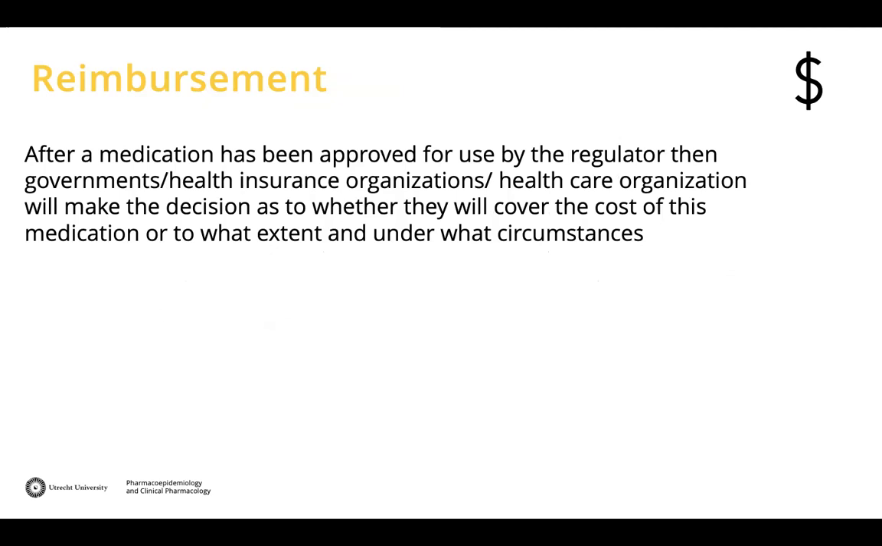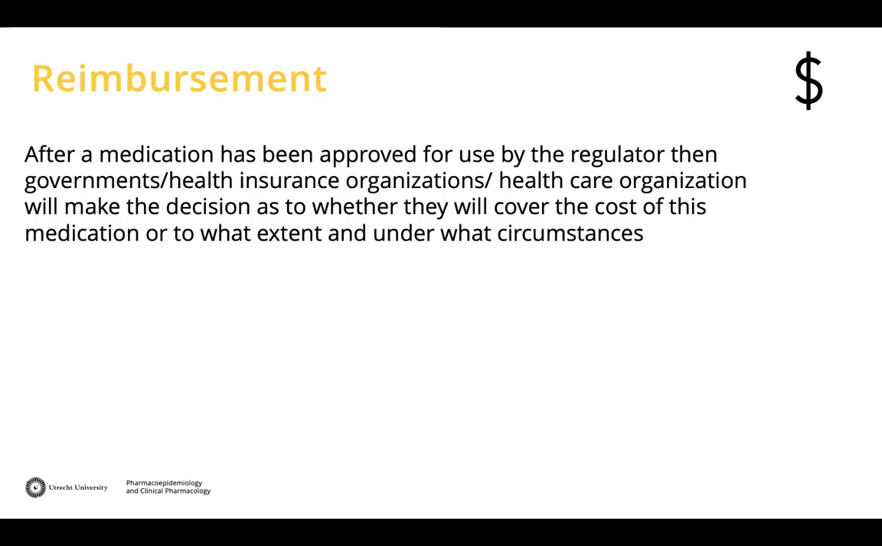So to give an example, if you have a private insurance company, then the insurance company itself would make the decision with respect to whether it's going to cover the costs for the medication for all the patients that are enrolled in its plan, or only for particular patients that are enrolled in its plan. So that's one particular scenario related to reimbursement decisions, and this can also happen at the government level.